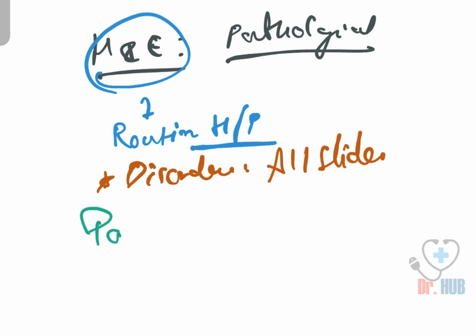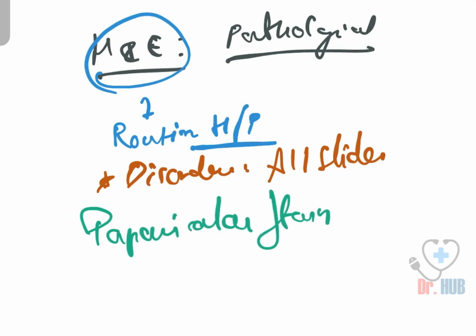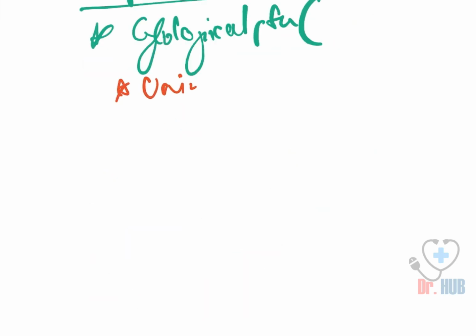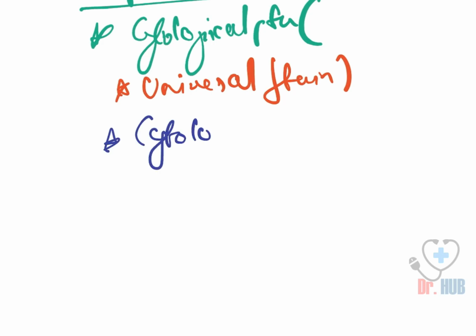Next, we look at the Papanicolaou stain. This stain is a universal stain for cytological preparations. And looking at the disorders, it is used in cytological studies, as we mentioned.